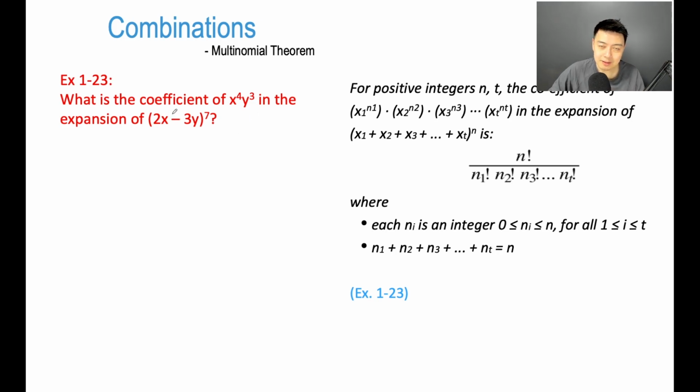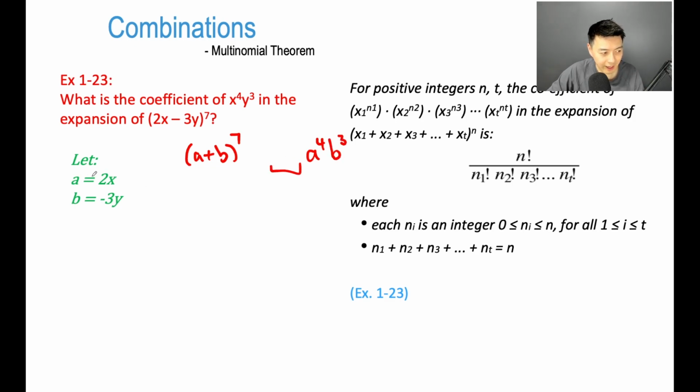Okay, well, that's a little bit harder, but we can do a little bit of substitution as well. If we do substitution, we'll find that we let a be 2x and let b be negative 3y. Now we're basically expanding (a plus b) to the 7, and we're going to look for the coefficient of a to the 4, b to the 3.